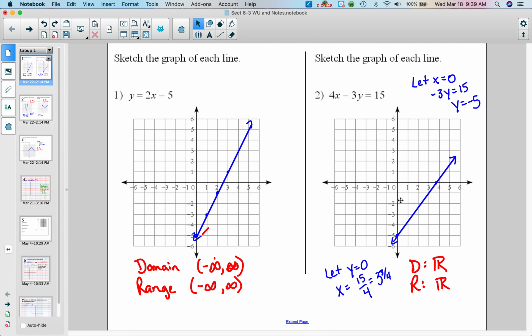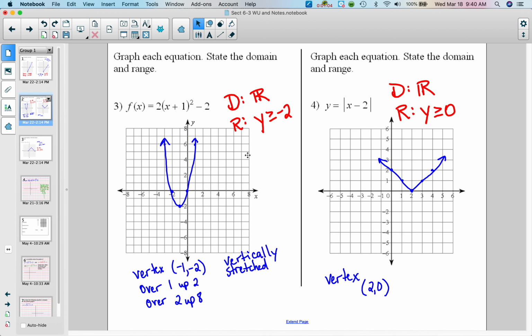So the way I graphed number 2, because it was in standard form, I let x equal 0, we kind of covered it up, so I get y is -5, plot that, then I let y equal 0, solve for x, plotted that, okay?